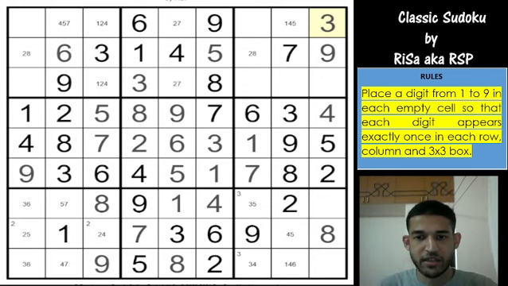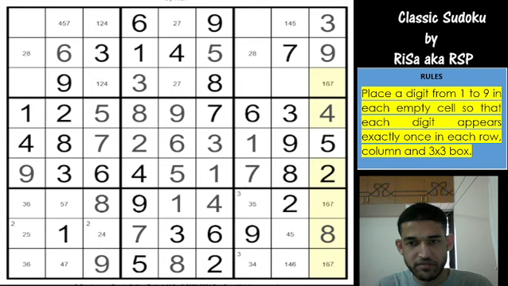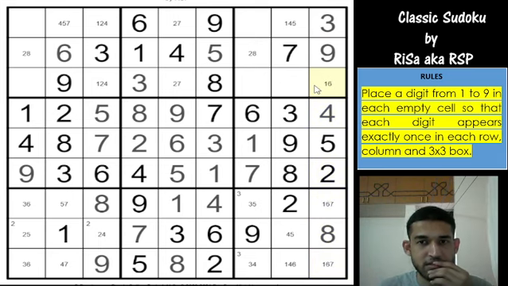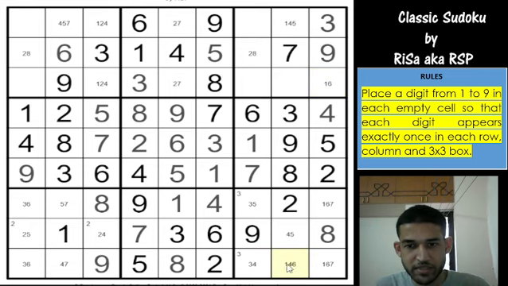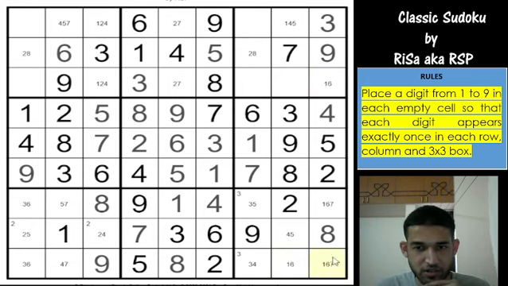I'll just adjust my cam a little bit. Okay. 2, 4, 5, 8, 3 and 9. So these cells must be 1, 6 and 7. And 7 gets removed from here, so that's 1 and 6. So 3, 4, 5, right? Which means this is not a 4. So that's 1 and 6. So 1, 6 and 7.